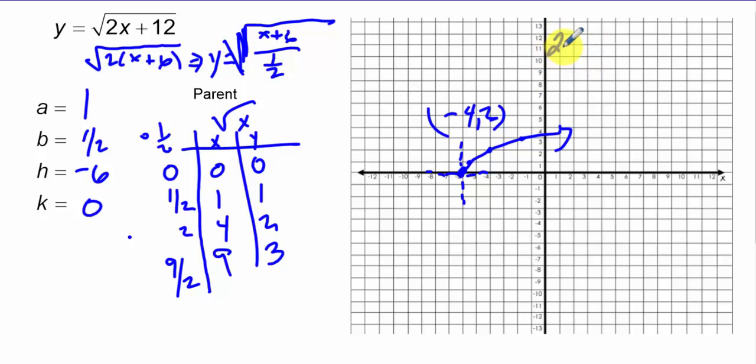So here's 2 equals square root of 2 times -4 plus 12. -8 plus 12 is 4. Square root of 4 is equal to 2, and I'm checked off again.